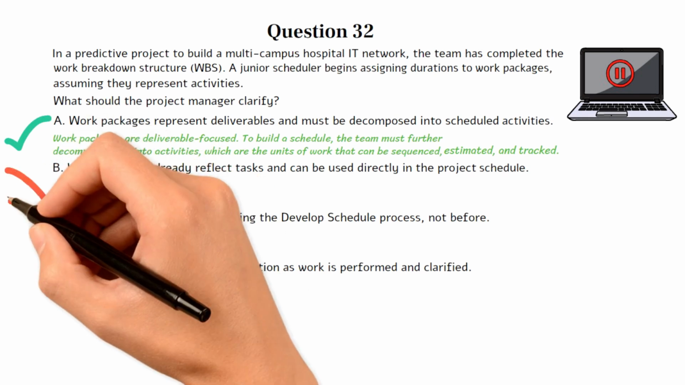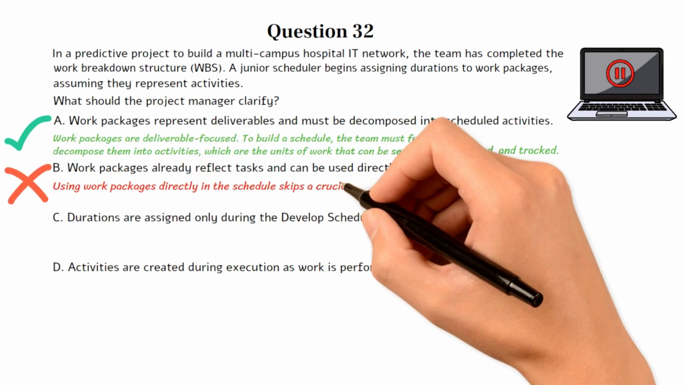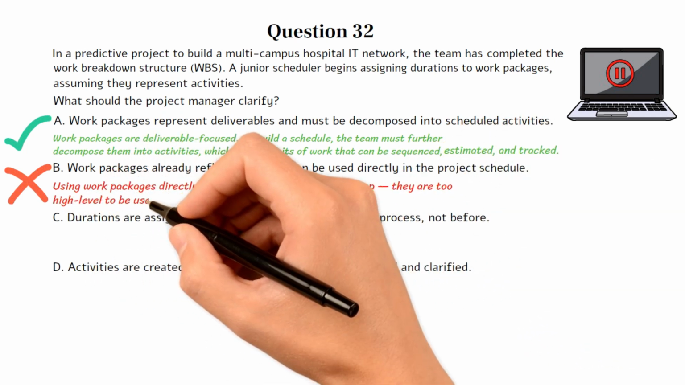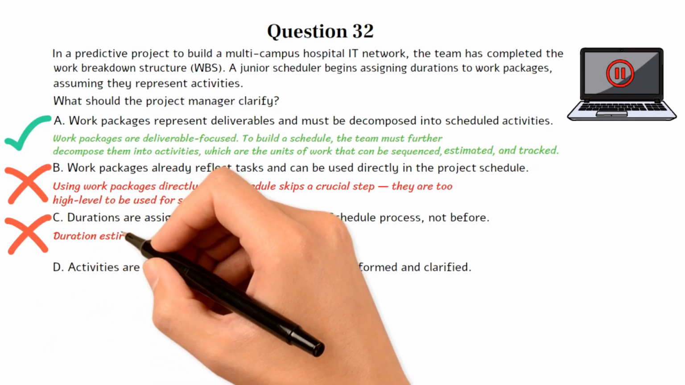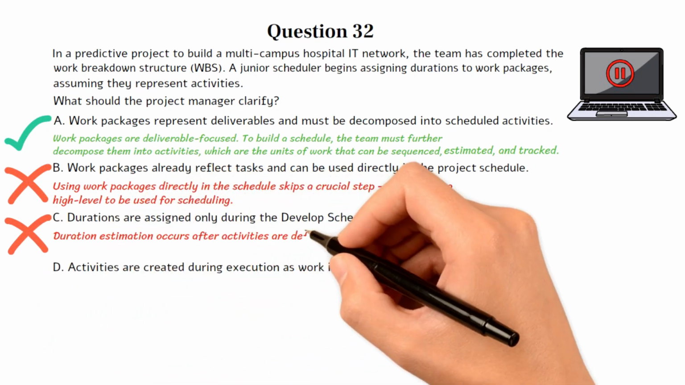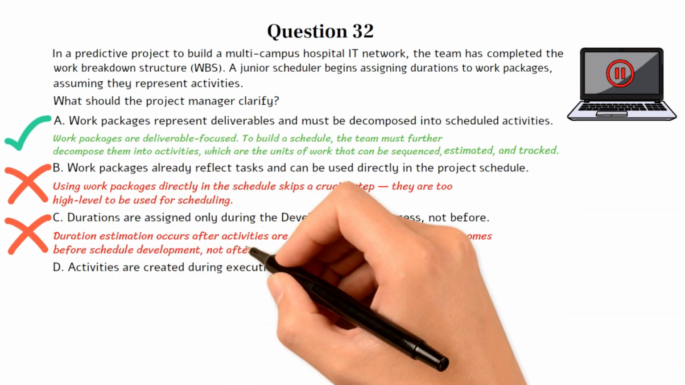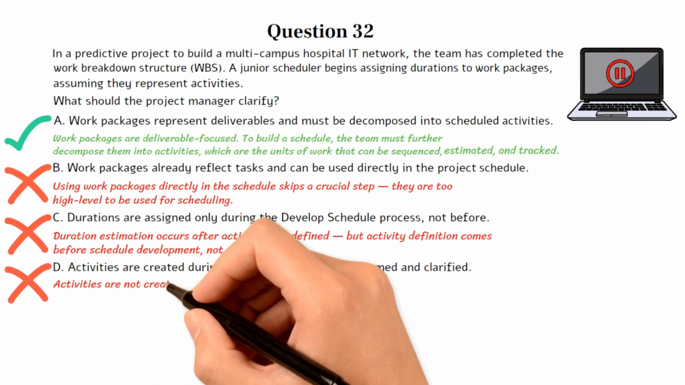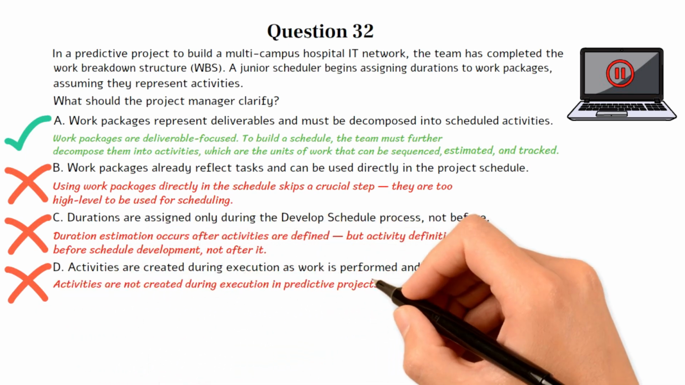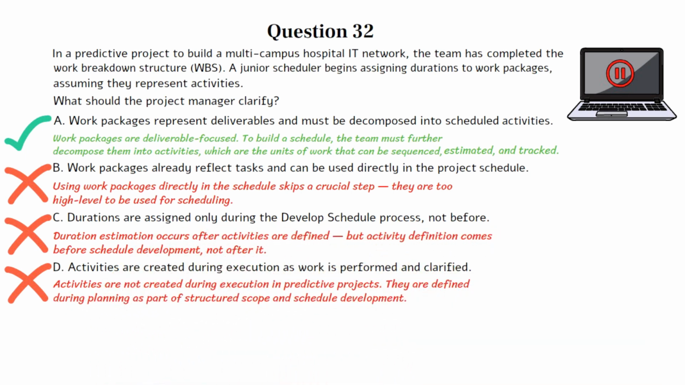Choice B is incorrect. Using work packages directly in the schedule skips a crucial step. They are too high level to be used for scheduling. Choice C is incorrect. Duration estimation occurs after activities are defined, but activity definition comes before schedule development, not after it. Choice D is incorrect. Activities are not created during execution in predictive projects. They are defined during planning as part of structured scope and schedule development. Let's move on to the next question if you're ready.